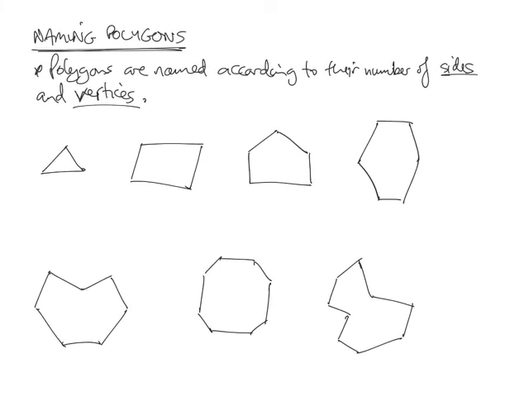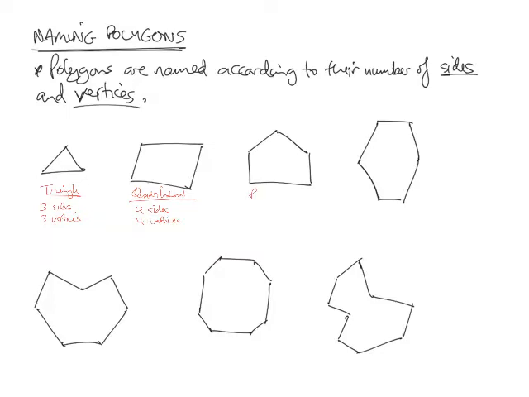Polygons are named according to the number of their sides and vertices, so hopefully you all know that this is called a triangle. Why is that? 3 sides, 3 vertices. The next one has 4. It's called a quadrilateral. 4 sides, 4 vertices, or corners, you could even say.